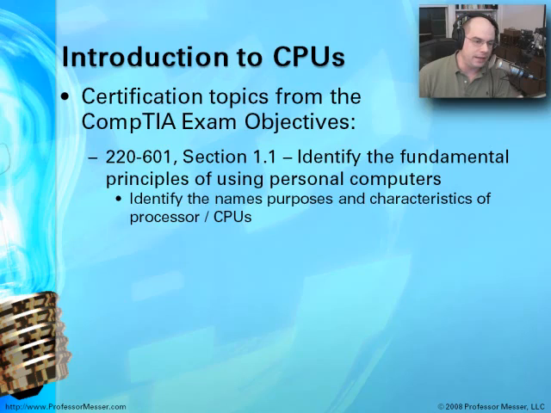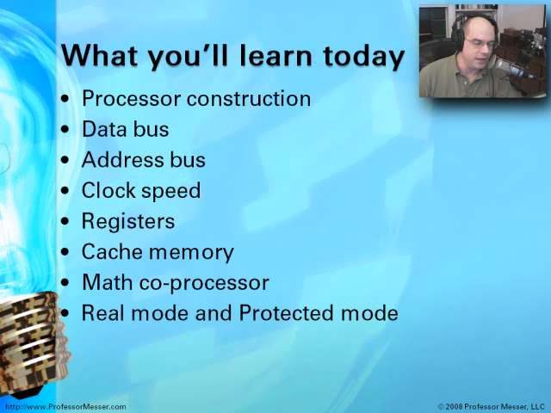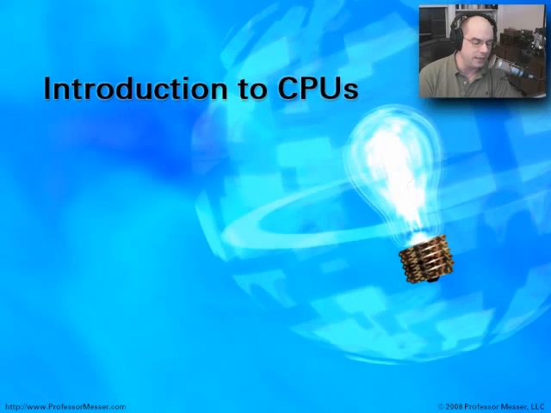This comes from the exam objectives in 220-601, Section 1.1, where we're going to understand more about the purposes and the characteristics of processors and CPUs. And we'll not only learn about the construction of processors, but we're also going to learn about how they work and how they're made up with their data bus, the address bus, learn about registers internal to the processors, and we'll learn about cache memory and math coprocessors as well. There's another few topics that we'll talk about as we go through this.